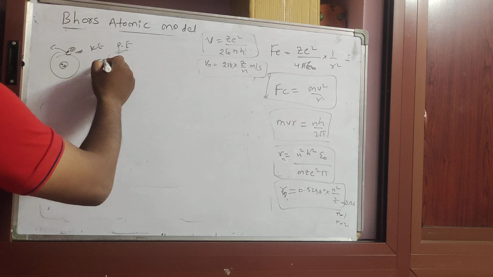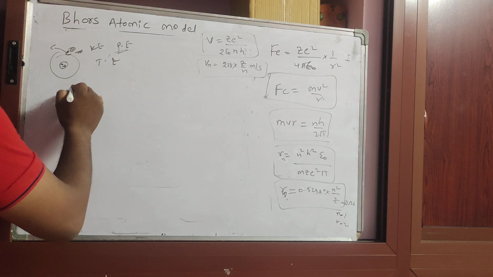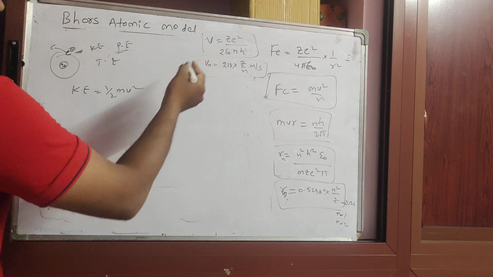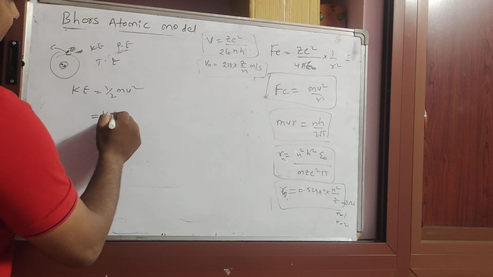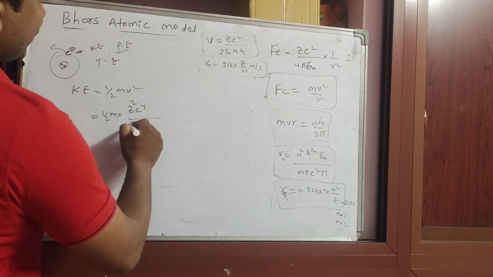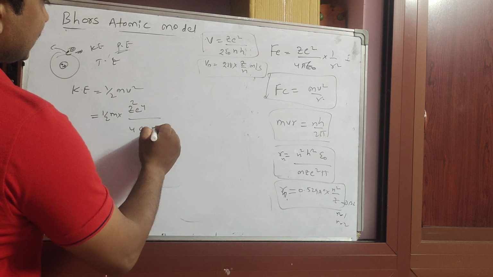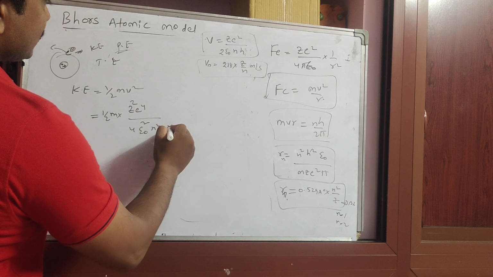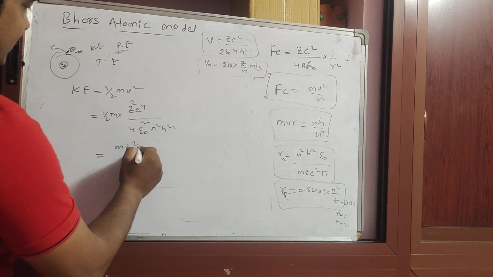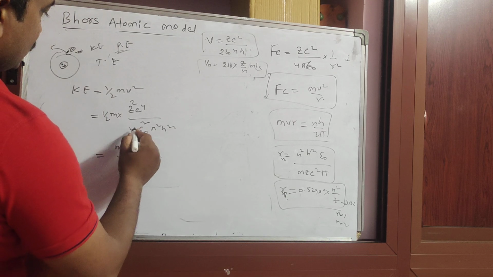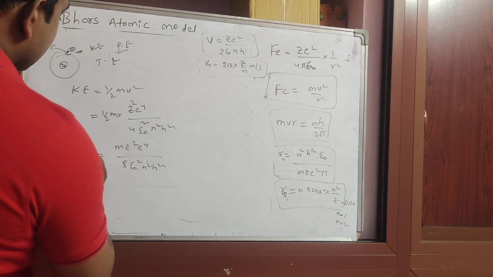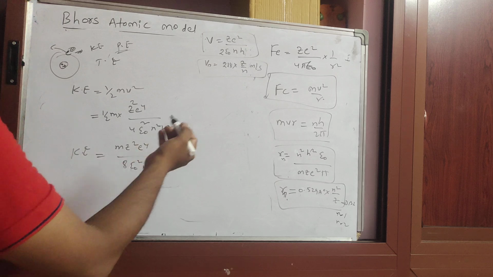Then after that we have to find out the total energy. Kinetic energy is equal to half m v square. We know the velocity, so half into m into z square e to the power of 4 by 4 epsilon naught square n square h square. Next, m z square e to the power of 4 by 8 epsilon naught square n square h square. This is the kinetic energy formula.